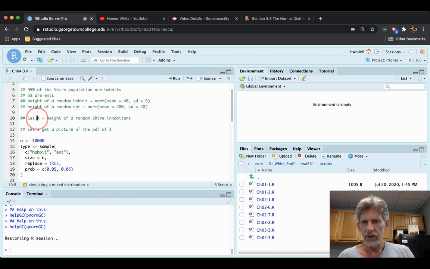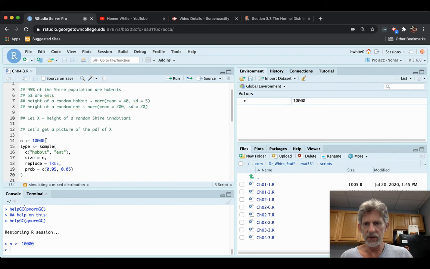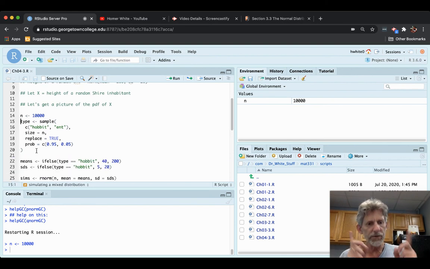And so let's say you take a Shire inhabitant at random. Let's say the height of the person selected is called capital X, totally decent random variable, mixed distribution. So what I'd like to do is get some estimate of what the probability density function for X would look like. And the way I'm going to do that is just try the random variable a whole bunch of times and then make a density curve of my results. So say I'm going to try 1,000 times. Let me run that command. N is 1,000.